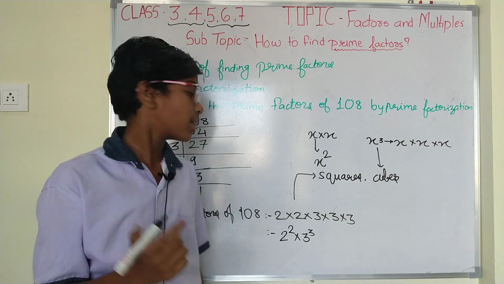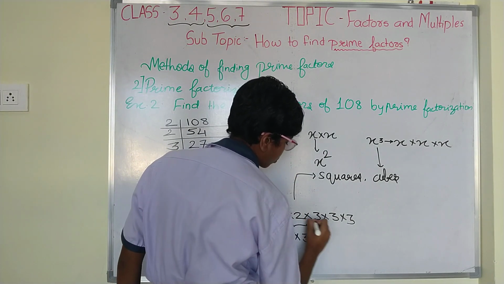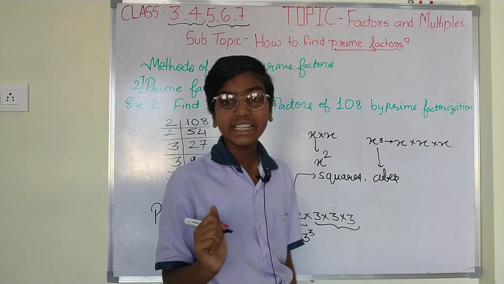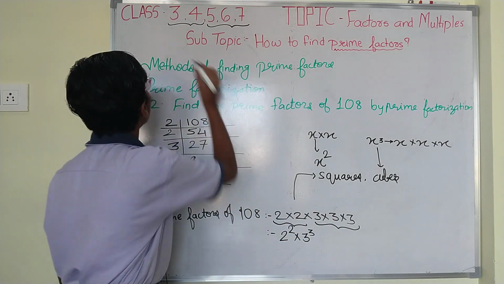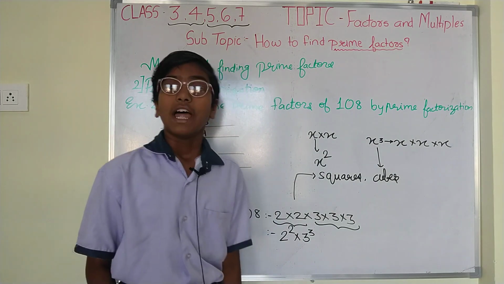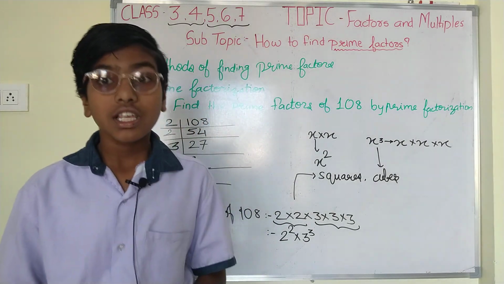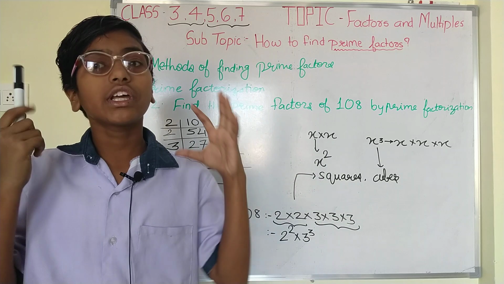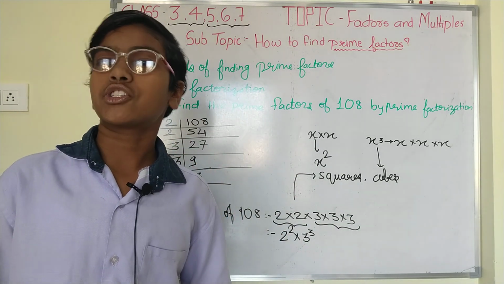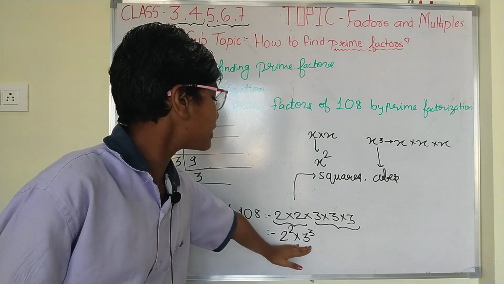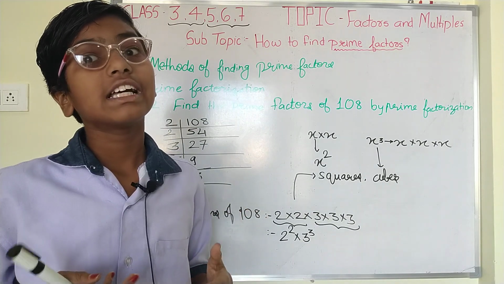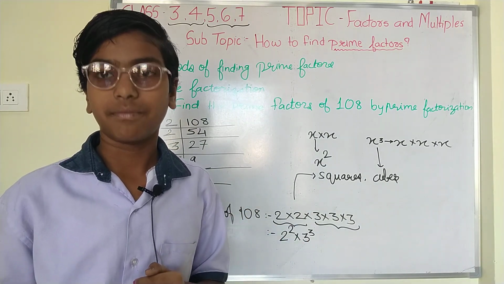Now 4 times, 5 times. These numbers were repeating: 2 into 2, 3 into 3 into 3. So rather than writing them like this, for class 5, 6, 7, I'll say it is 2 square into 3 cube. Even class 3rd and 4th can follow this, because their brain will get more evolved and when they go to the senior classes, they'll find this very easy. I'd like you to do it with this method only. This is very easy now, right?